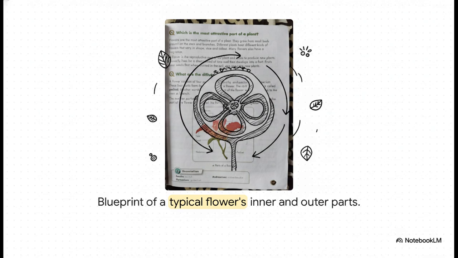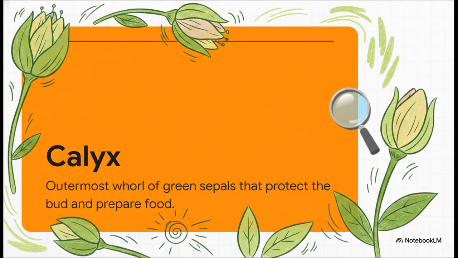Let's break down these 4 distinct whorls one by one to see how they each pull their weight for the ultimate goal of reproduction. Starting from the very outside, we have the first layer, called the calyx. This is made up of those green, leaf-like structures you've probably seen, known as sepals. Think of the calyx as the flower's personal shield. Before a flower even blooms, the sepals wrap right around it, protecting the delicate bud while it's developing, and they even help prepare food for the plant.